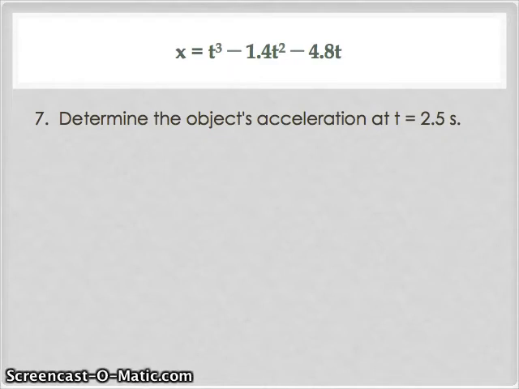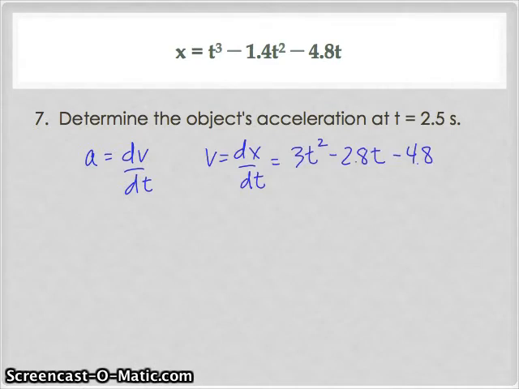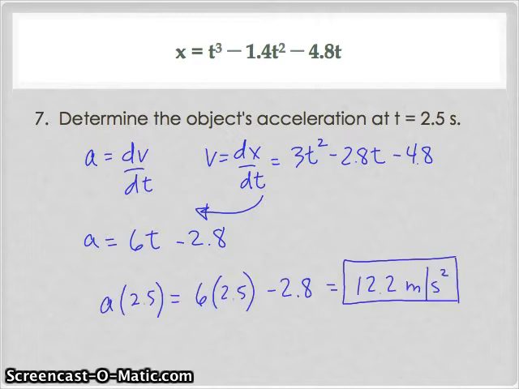If your acceleration is needed at t equals 2.5, you would need to know what dv/dt is, which means you would first need to know what v is. This is why I'm using the phrase second derivative, because we differentiate once and then we differentiate again. That would give us an expression for the acceleration, 6t minus 2.8, and at the value of t equals 2.5 seconds, again, just plug that value into this new expression.